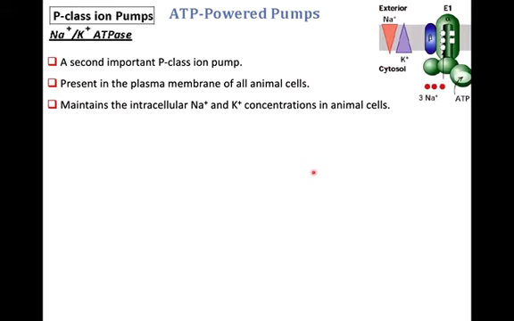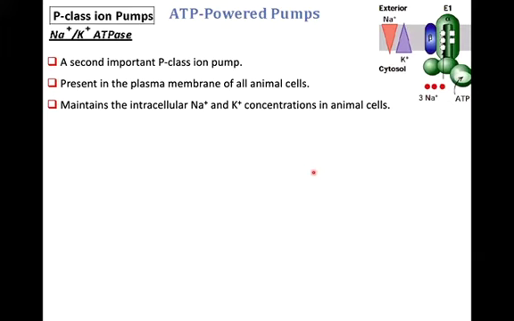So let's talk about another example of the P class, which is the sodium-potassium ATPase. As you can see from the figure, it is a little bit different. Now we are talking about two ions. The other one was calcium only. Here we're talking about sodium and potassium. You can see where sodium is located. Sodium is higher on the outside, while potassium is higher on the inside. And you can see the three binding sites of the sodium and the two binding sites of the potassium.